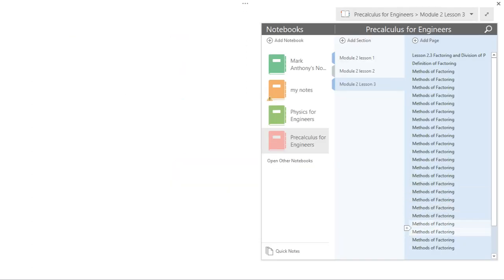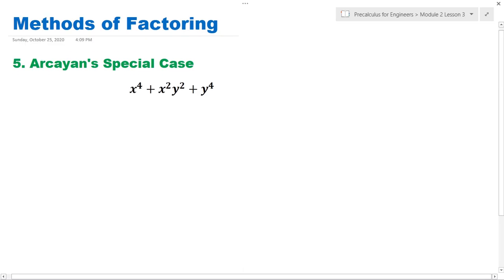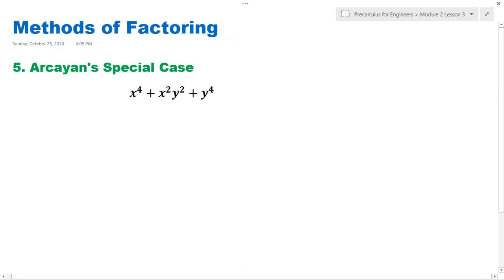The next class, I think I have here a special case. So I will show you some special case. So this is my special case. What if you are given with this trinomial? Do you think it is a perfect square? So let's verify whether it is a perfect square. So let's say our factor for the first term is x squared. The second term is y squared. If it is a perfect square, then it should follow this.